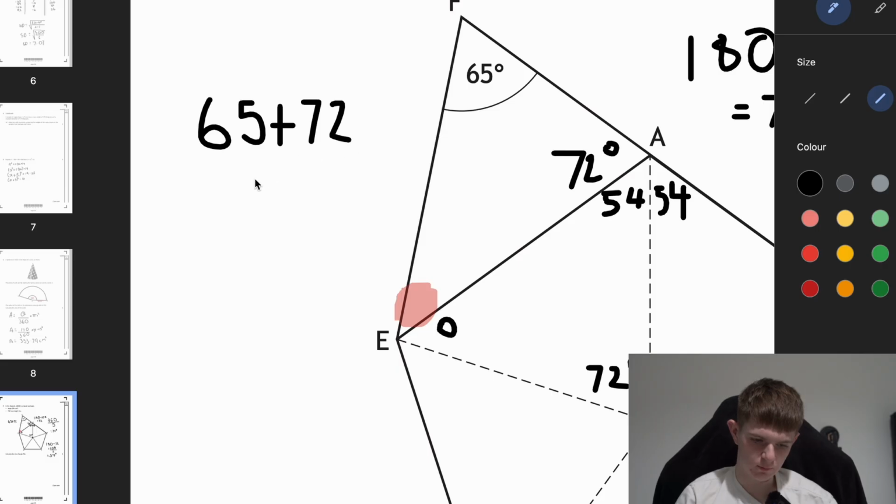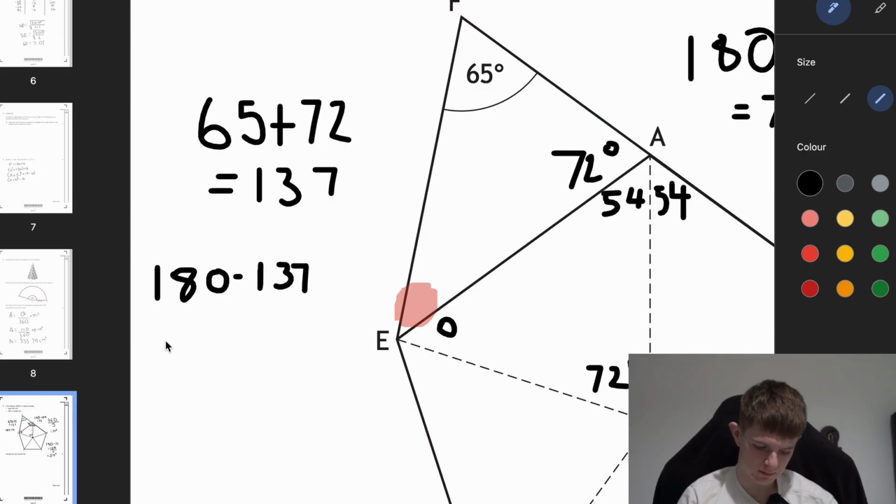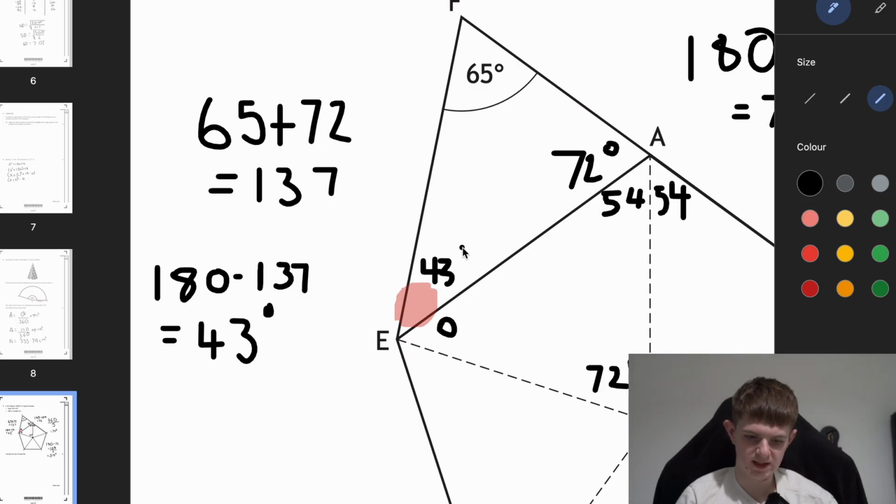So that'll get us 137. Now 180, take away 137. And that'll get us 43 degrees. So in here, we've got 43 degrees, which is our answer.